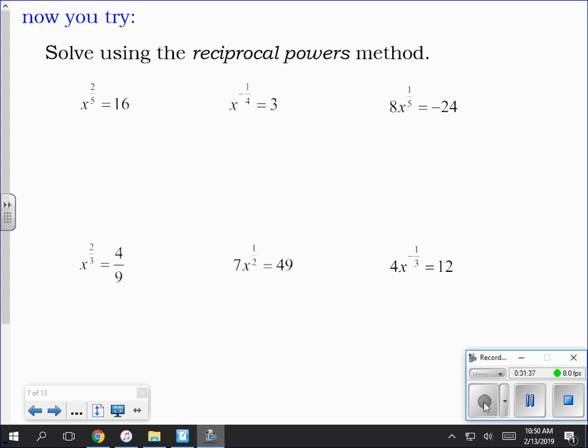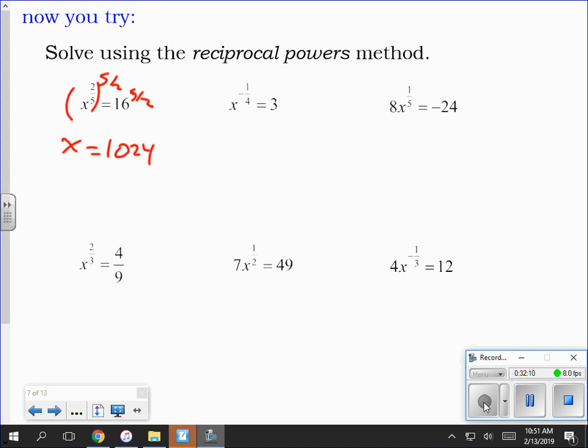I know I'm moving kind of quick, but the next section is actually more difficult, so I want to get these ones covered. So to the 2/5 power, the reciprocal is 5/2. So I get x equals the square root of 16, which is 4, to the 5th power, which is 1,024. I was trying to do 2 to the 10th power because that's what it is. It's the same thing. Okay.